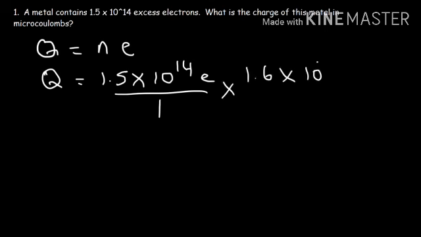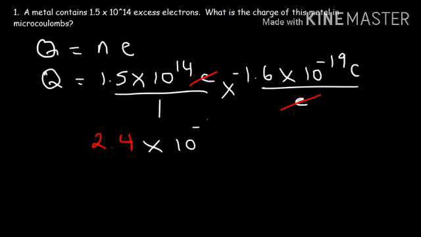So e is 1.6 times 10 to the negative 19 coulombs per electron. So the number of electrons will cancel, and then when you multiply these two values, the units will be in coulombs. So you should get 2.4 times 10 to the negative 5 coulombs, and it's negative.